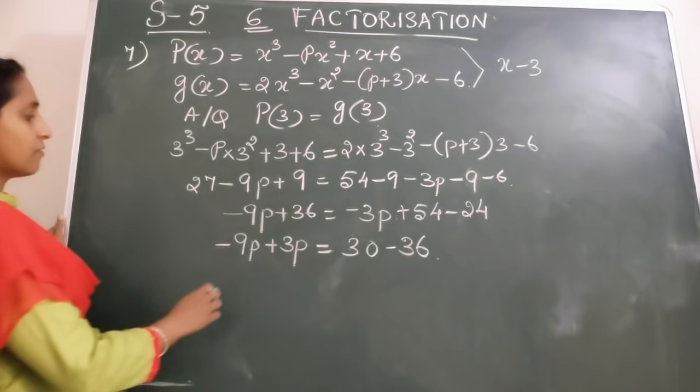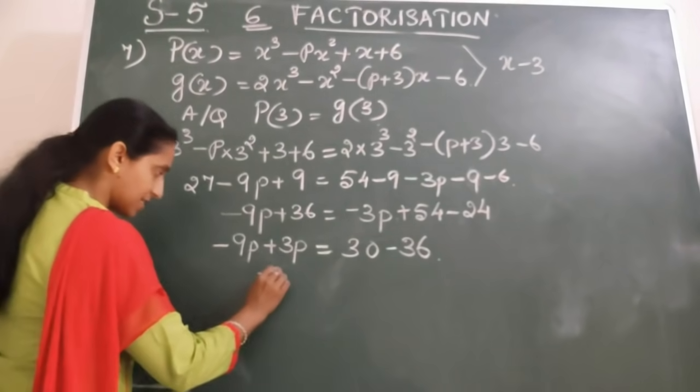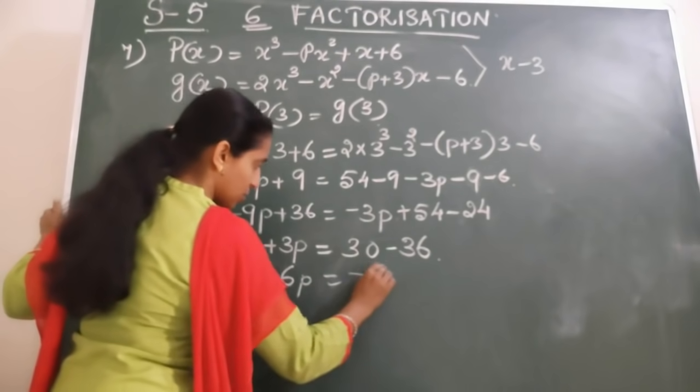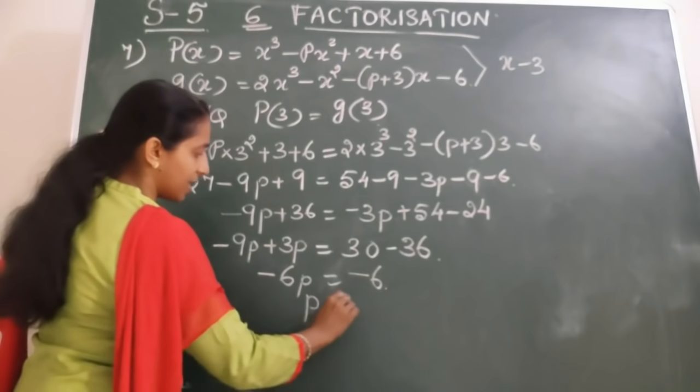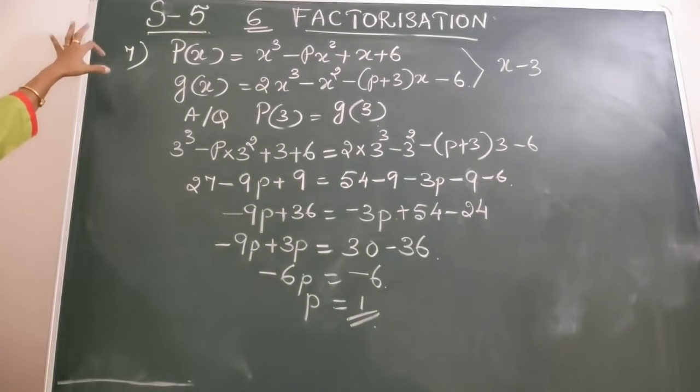Now simplify. What will you get? Minus 9p plus 3p. What will you get? Minus 6p. 30 minus 36 minus 6. So what will you get the value of p? P will be equal to what? This is question number 7.